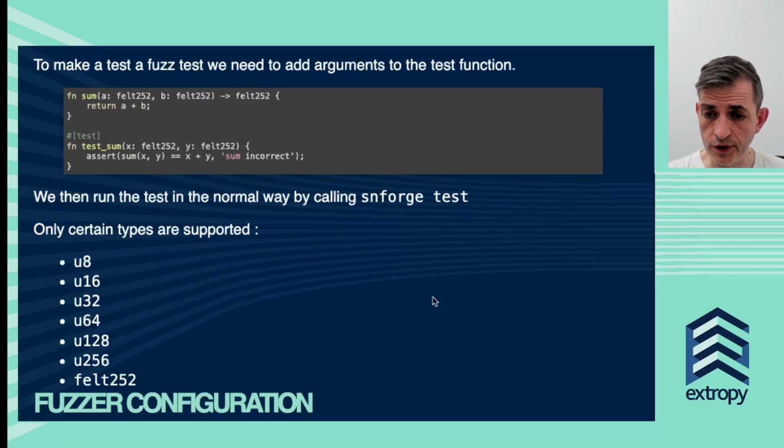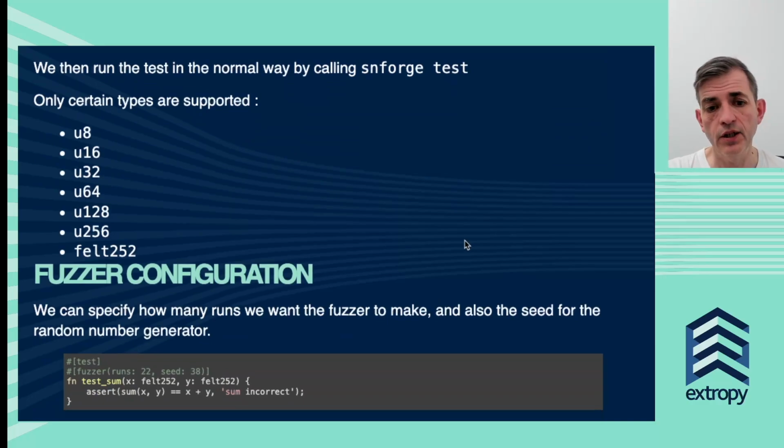You can do some configuration, so there's some details here. You can choose how many runs you want the fuzzer to make, and also the seed for the random number generator. This would mean that you could reproduce a particular fuzz test by using the same seed. Of course, if you increase the number of runs, that's going to be potentially more useful, but then you've got to think about how much time that is going to take.